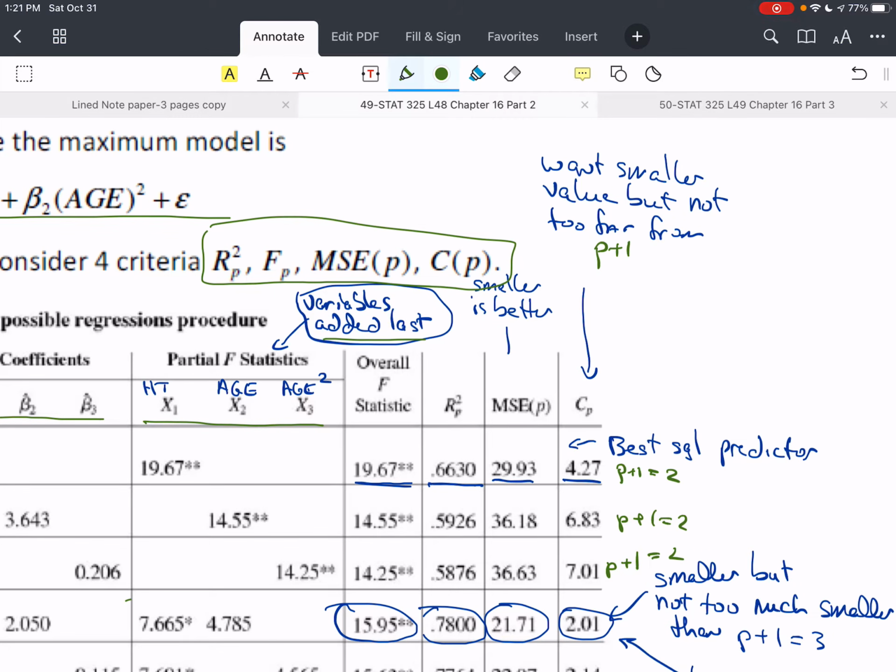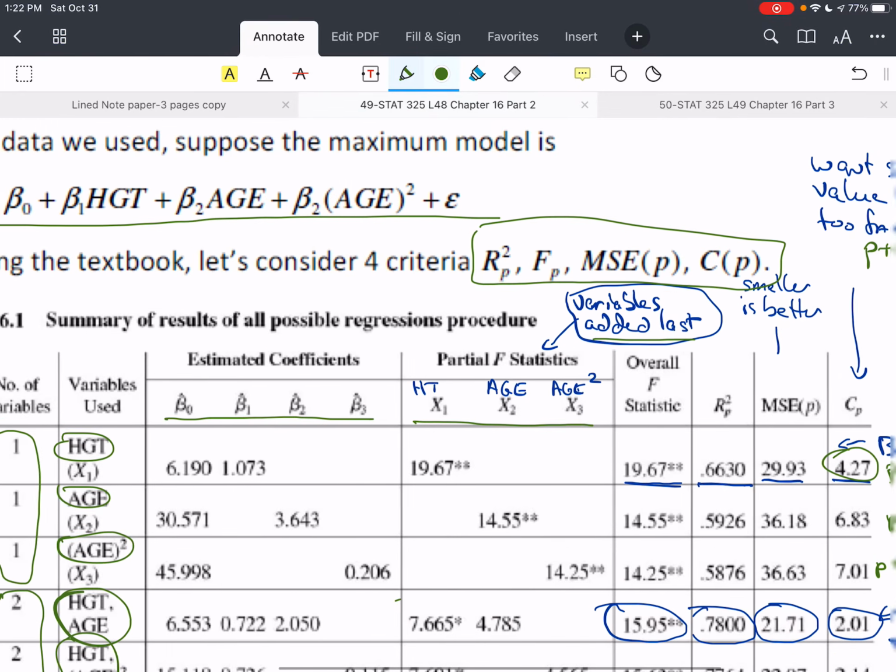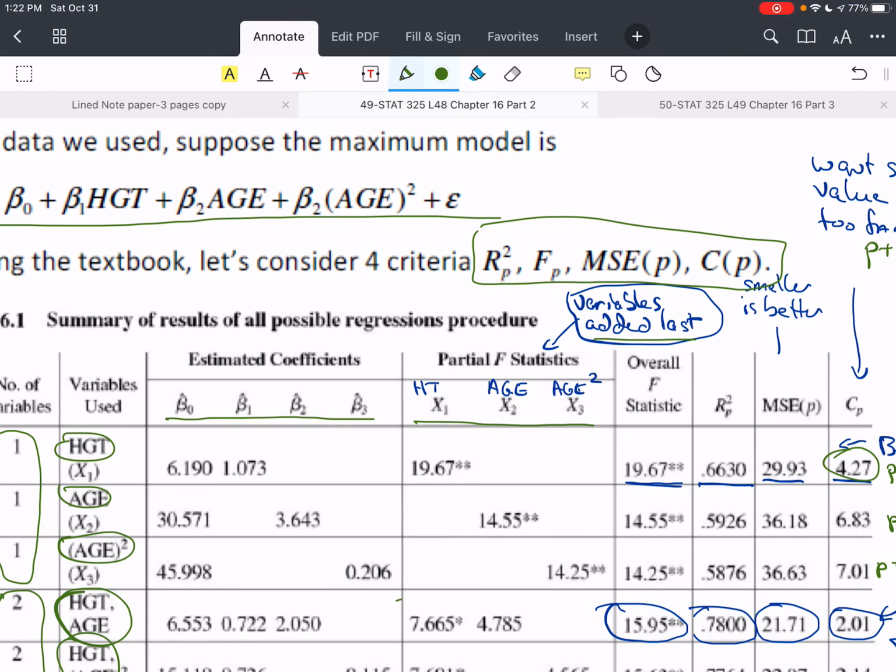So the one that's smallest and closest to p plus 1 is this one. Okay? So the best single predictor is height. Okay? And we've seen that before. The p-value is usually smaller for it as well.